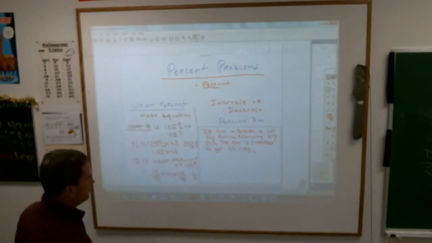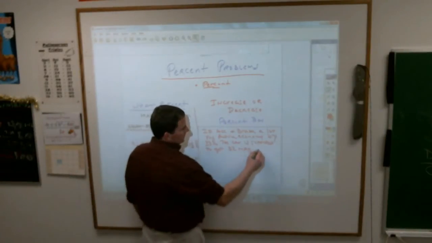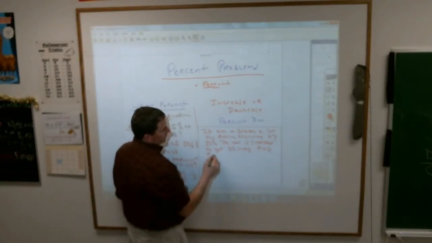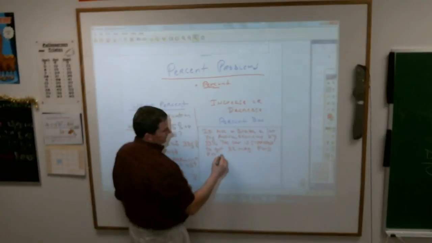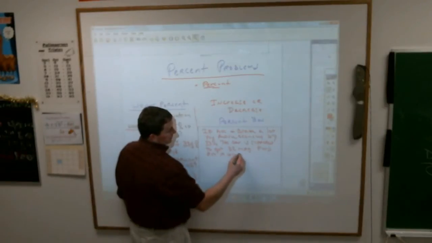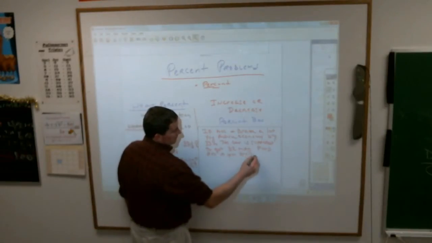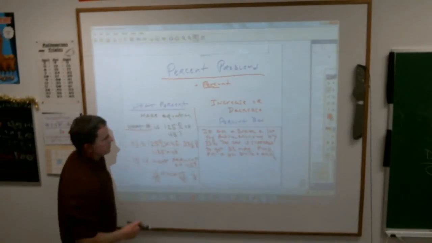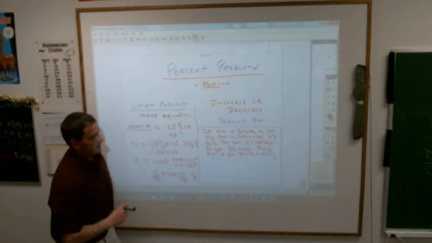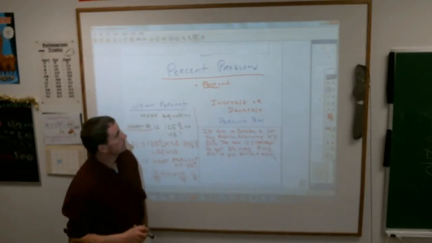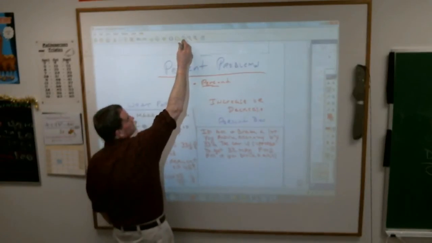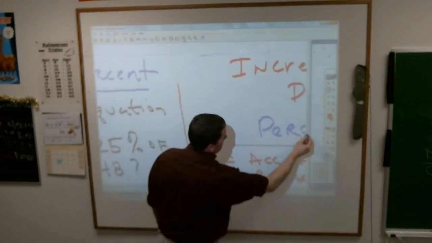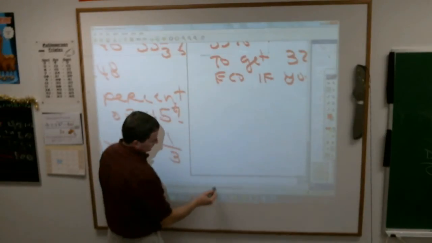Find the actual fuel economy. Find it if you brake quickly all the time. Wait, what does it say? The car is supposed to get 32 miles per gallon.